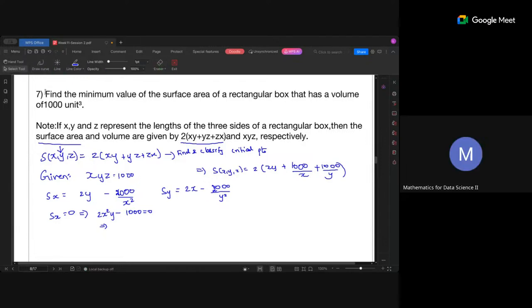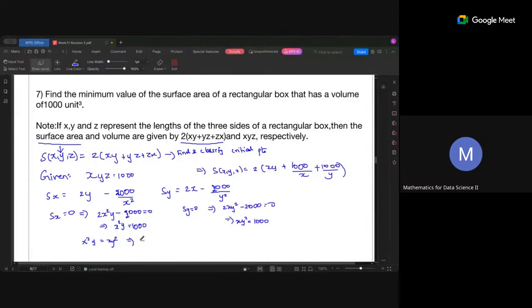So now x square y is equal to 1000. Similarly, Sy equal to 0 will give you 2x y square minus 2000 equal to 0, which means x y square is equal to 1000. Okay. So now you have x square y is 1000, x y square is 1000. Now, it means x square y is equal to x y square, correct?